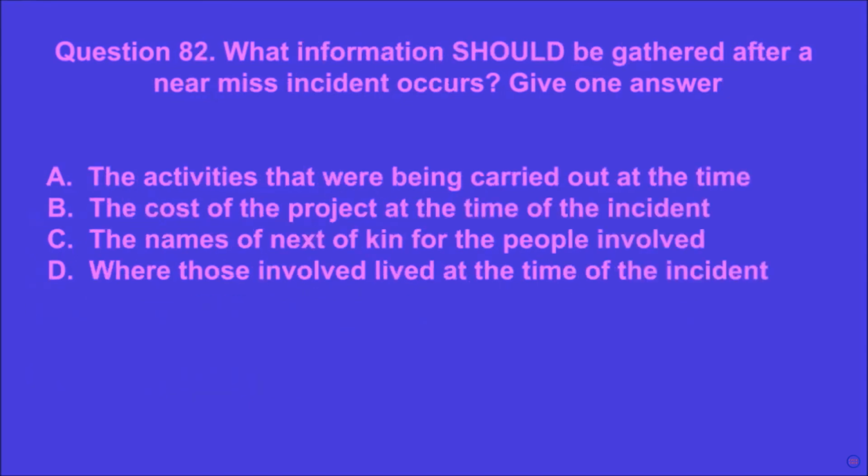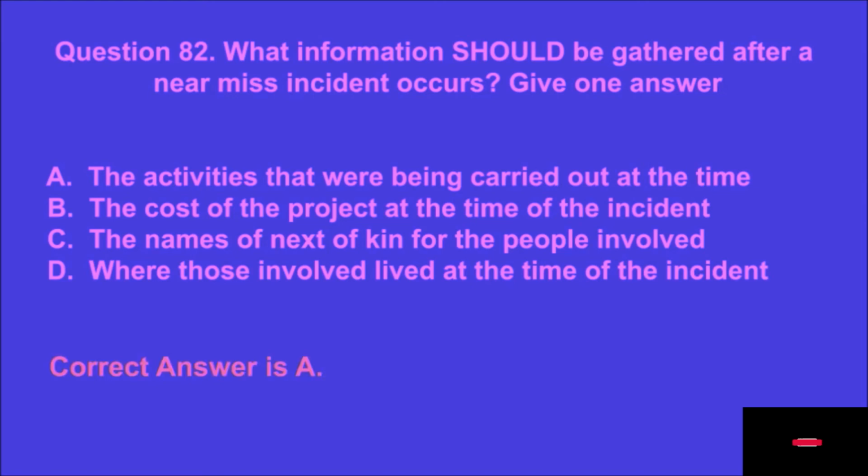Question 82. What information should be gathered after a near-miss incident occurs? Give one answer. A. The activities that were being carried out at the time. B. The cost of the project at the time of the incident. C. The names of next of kin for the people involved. D. Where those involved lived at the time of the incident.